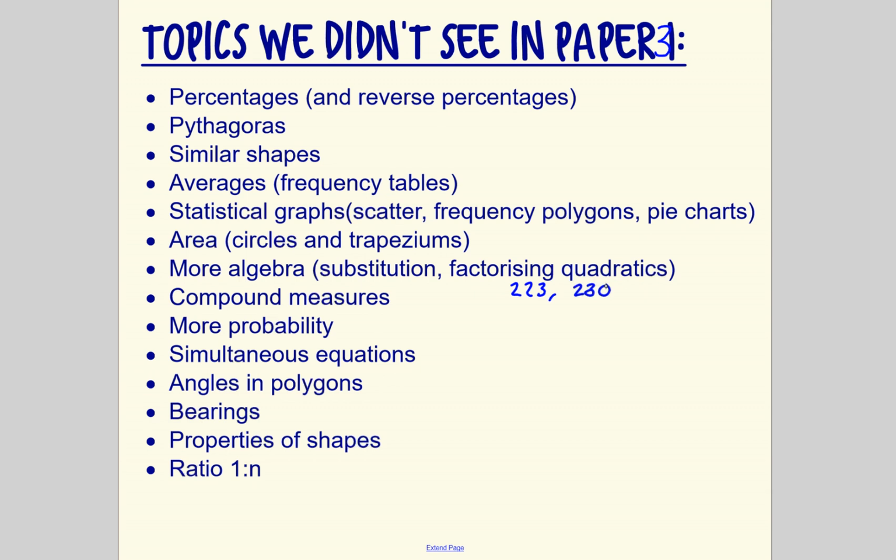And finally, something quite specific. I do think you'll see more ratio, but in particular, ratio with 1 to n, which is a really easy thing to revise. If you type 1 to n like this in on Hegarty, then a clip will come up for you that I think is well worth revising.